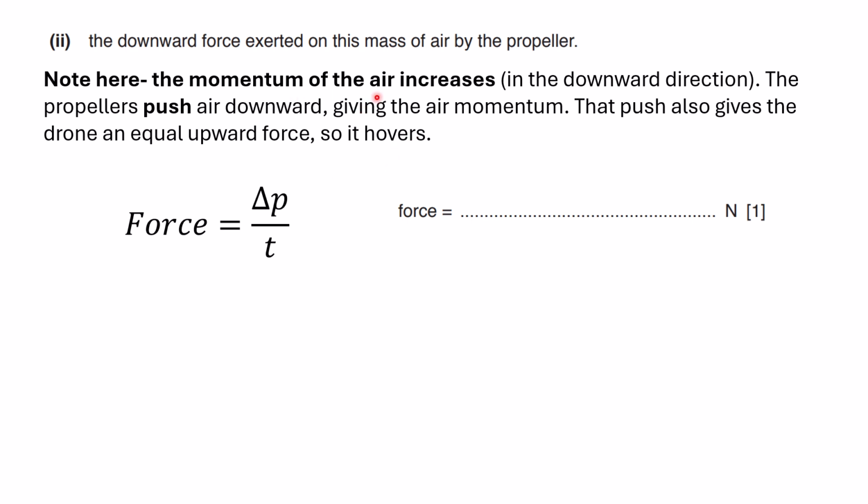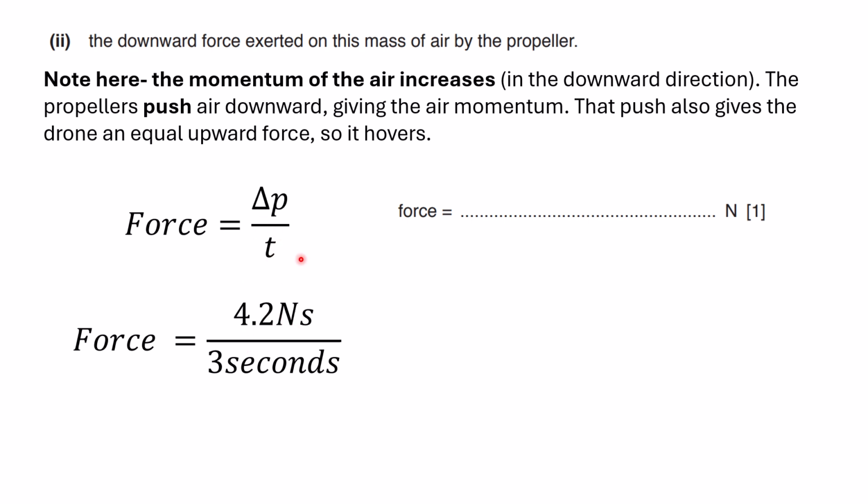Now we are in this formula right here, right? We need to calculate this downward force. So we are going to use the change in momentum over time. The change in momentum we calculated was 4.2 Newton seconds, and the time of hovering is 3 seconds. So the force is 1.4 Newton right here, kaboom.